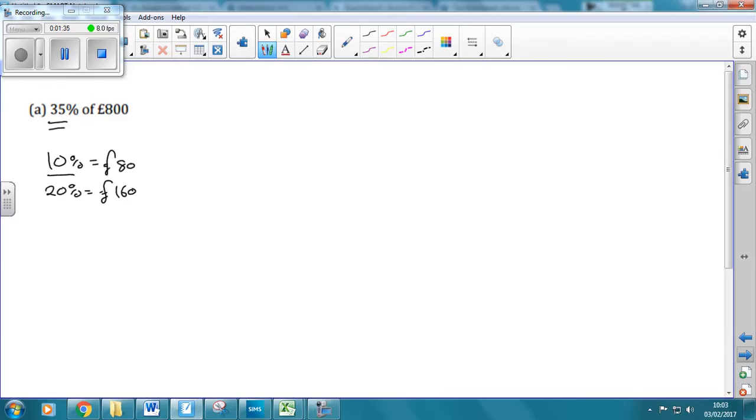Add on another 10%, that's going to give us 30%. So that's going to be 240. If we add on another 10%, that's going to take us up to 40%, but we want to get to 35%. But if we know what 10% is, we can halve that to find out what 5% is. So 5% is going to be 40. And then 35%, we add 30% and 5%, so 35% equals 280. And that's the answer there.